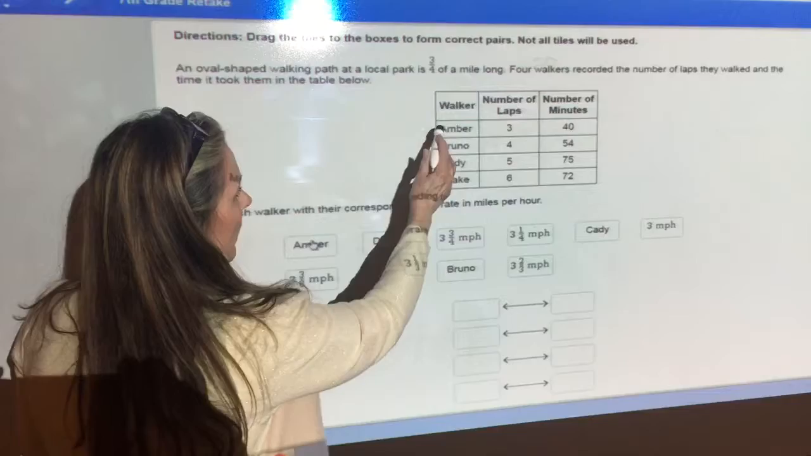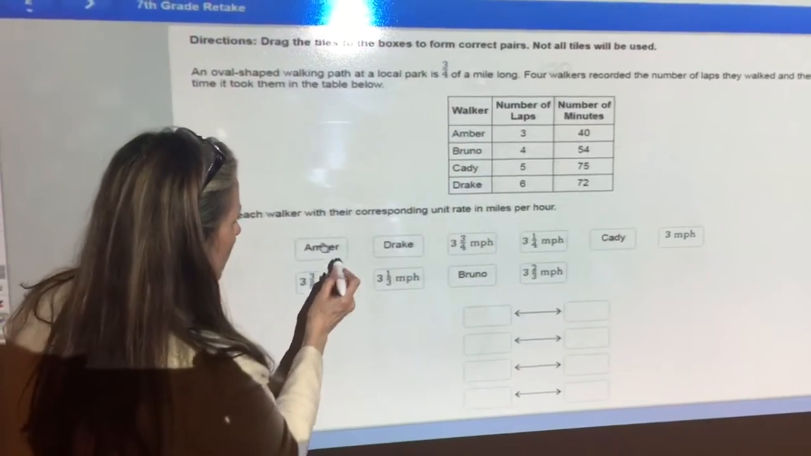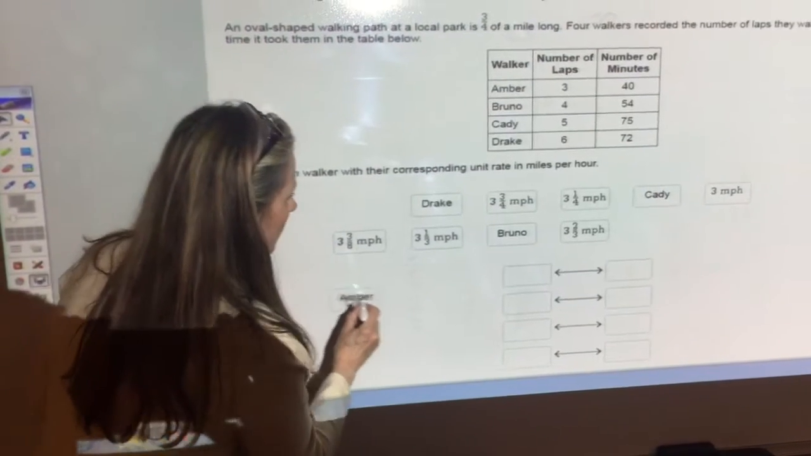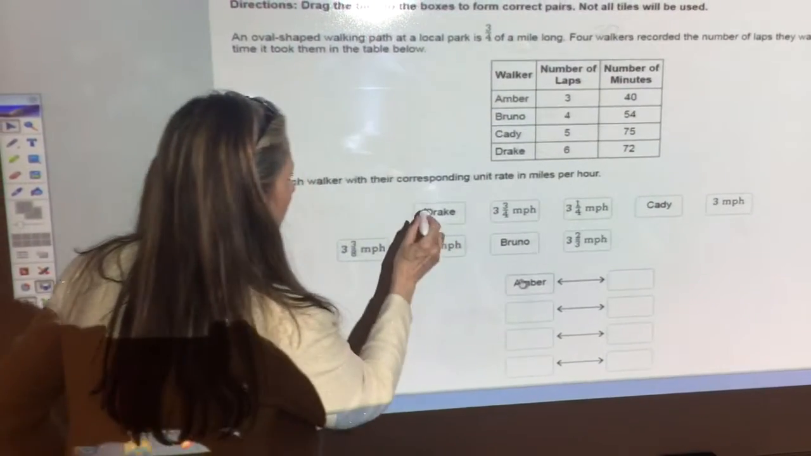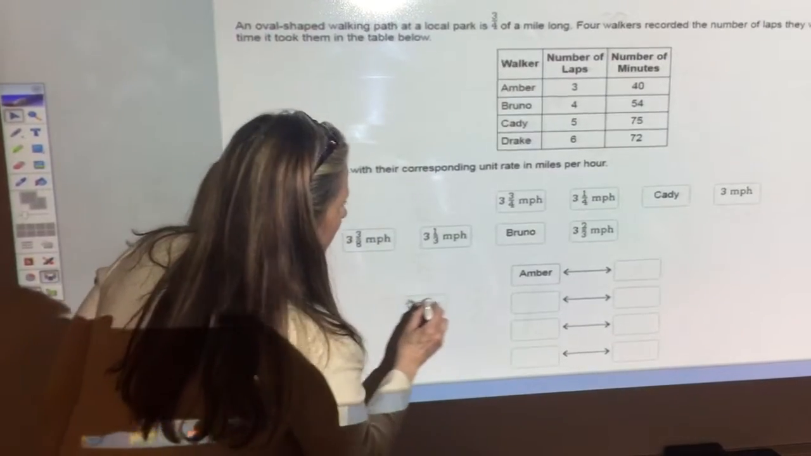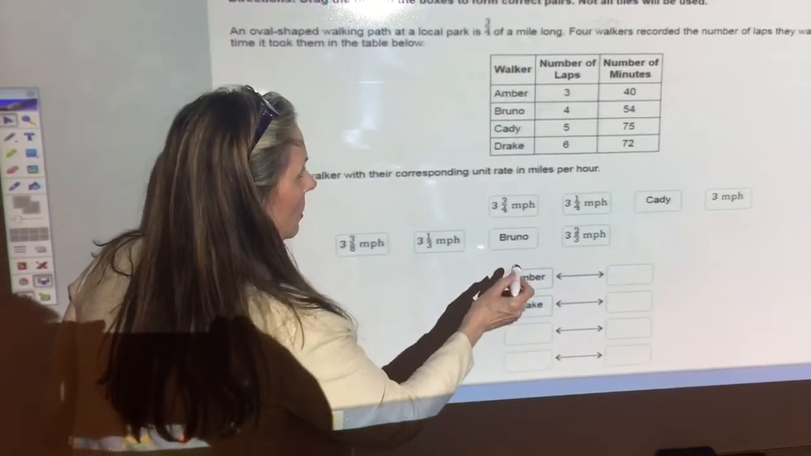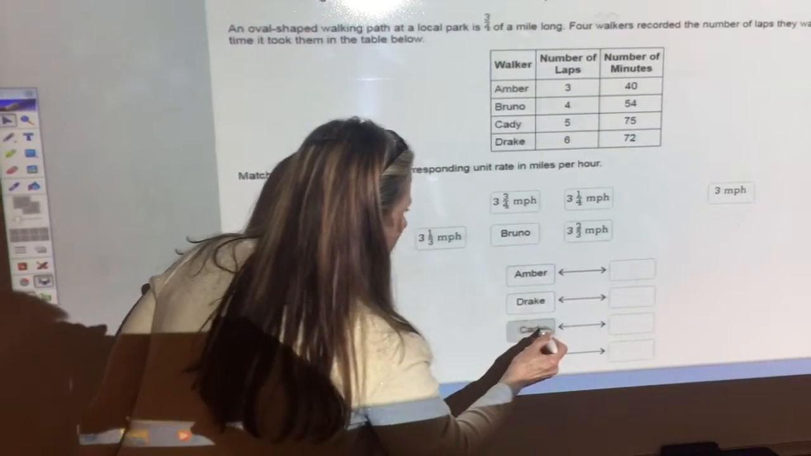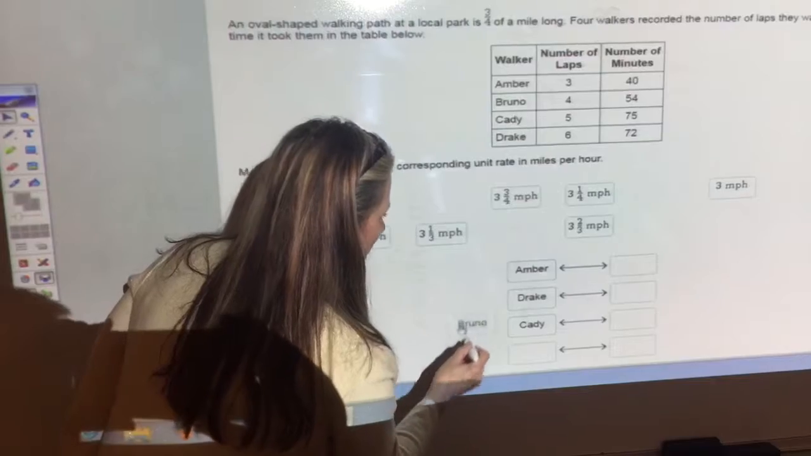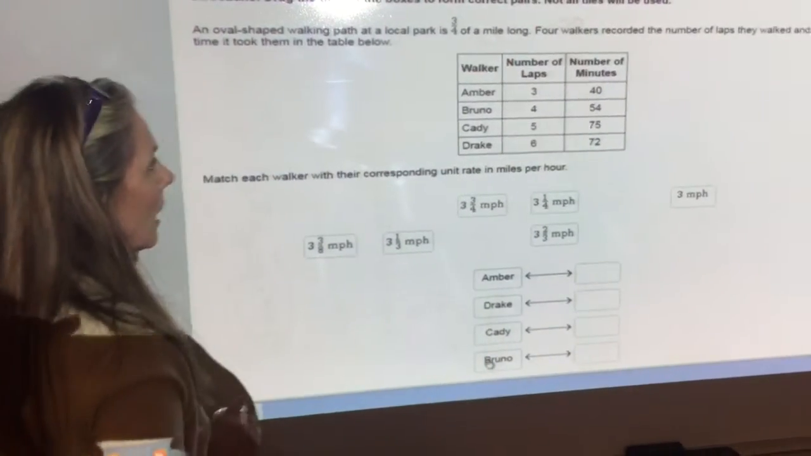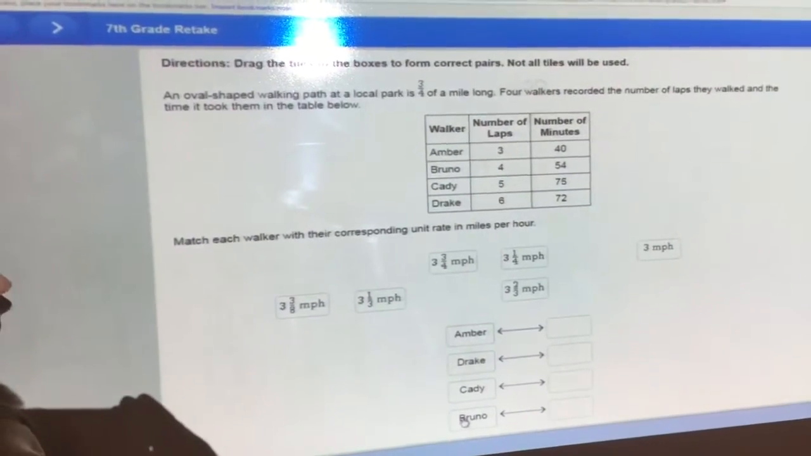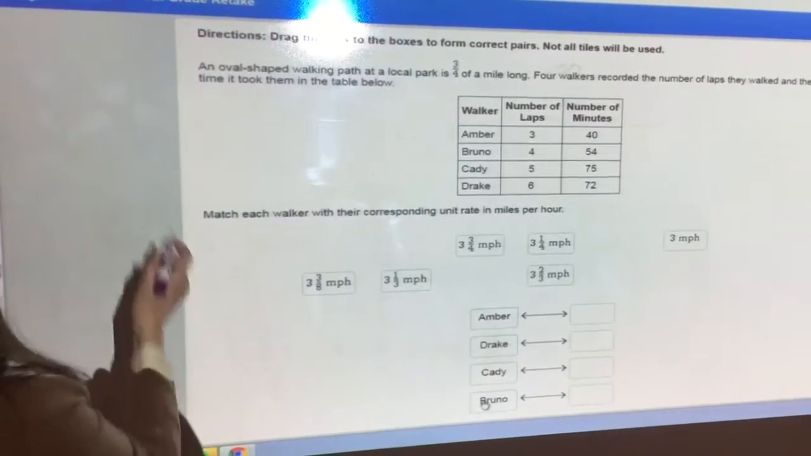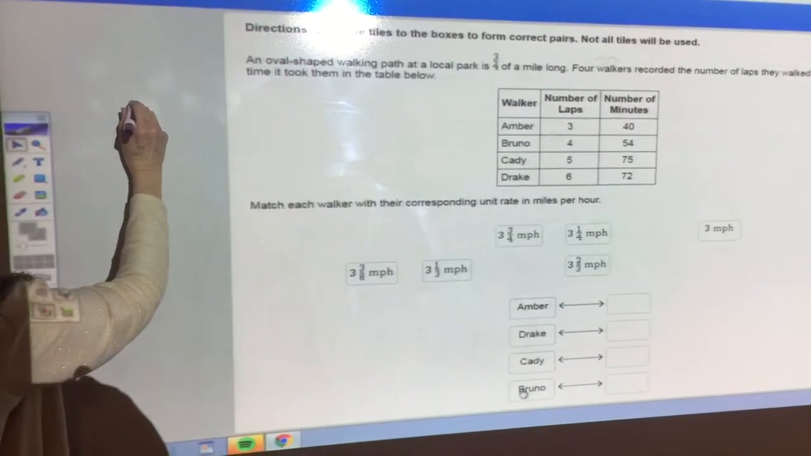Okay, so we have Amber, Bruno, Katie, and Drake. I'm going to just go ahead and drag their names right here, because it doesn't really matter where we have them. They don't want us to order them or anything, so I think I will put them in this order though. Katie and Bruno.